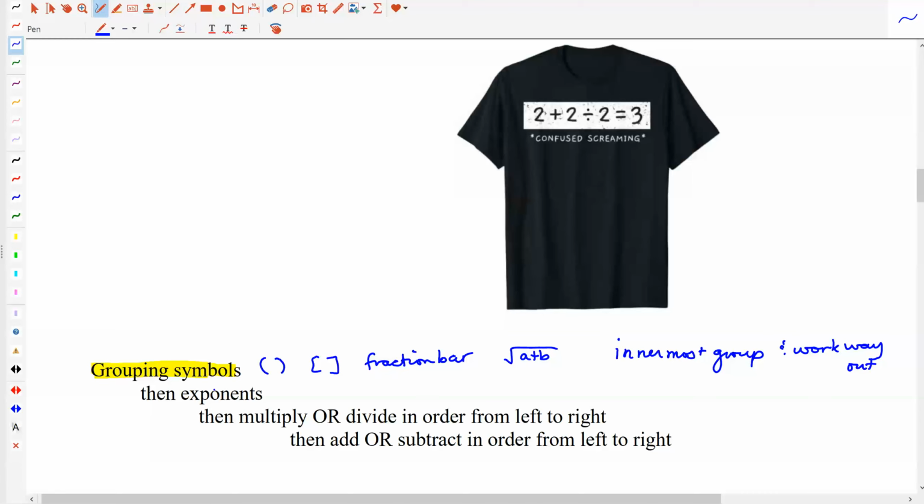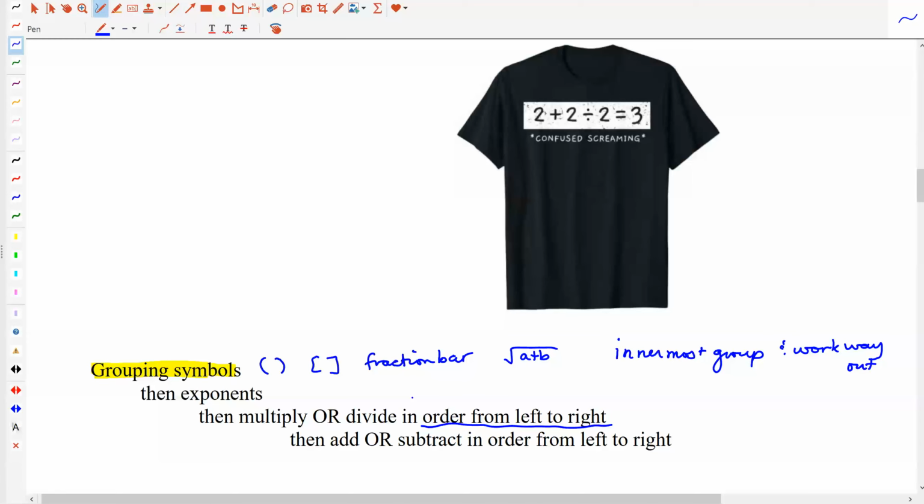The next thing we want to look at is multiplying or dividing. But that one's kind of a goofy one because the "or" is very special. We'll multiply or we'll divide in order from left to right. So if the division actually occurs before the multiplication in the problem, we'll do the division first. So it's not always multiplying before dividing. The dividing could occur before the multiplying. It depends what is happening from left to right.